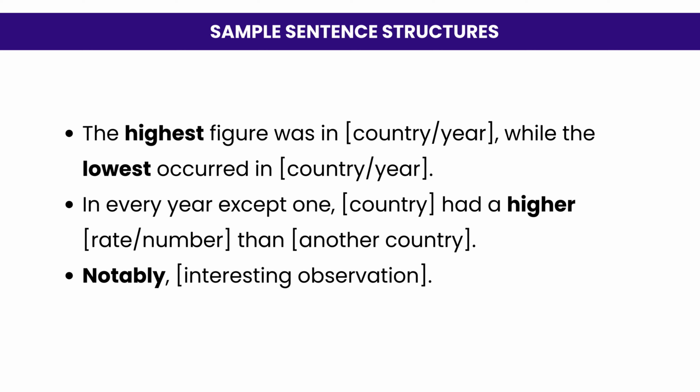Sample sentence structures. The highest figure was in country, year, while the lowest occurred in country, year. In every year except one, country had a higher rate number than another country. Notably, interesting observation.